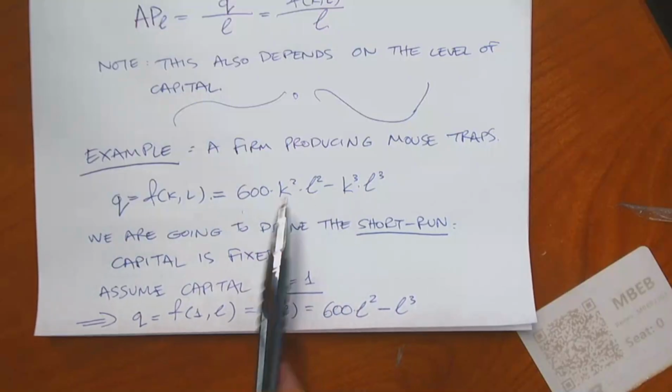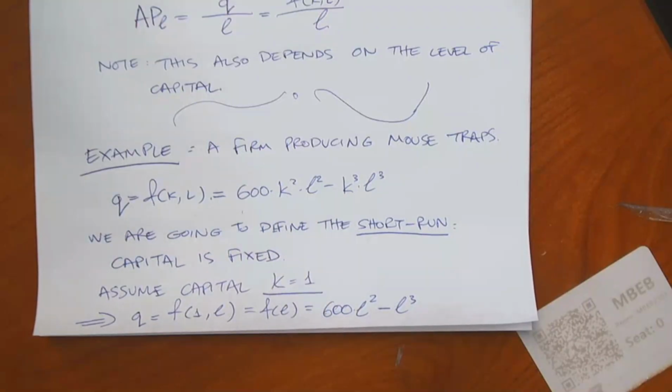K to the power of 2 is going to become 1, if K is equal to 1. And then K to the third goes to 1, and then it's negative 1, and then you distribute. 1 to the power of anything is 1. 1 times 1 times 1. It's just got that negative. Yes, it has two parts, that production function.